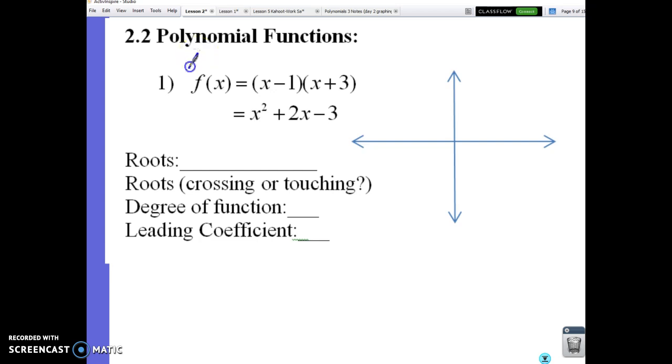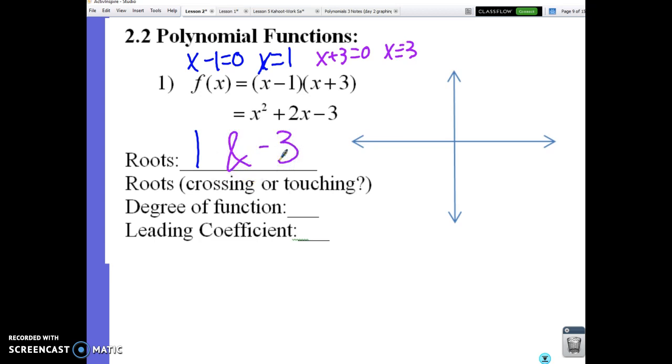Set each of those equal to 0. So x minus 1 equals 0. We add 1 to both sides, we get x equals 1. So the first root is 1. Now we set x plus 3 equal to 0. Subtract 3 from both sides, and we get x equals negative 3. So our roots are 1 and negative 3.